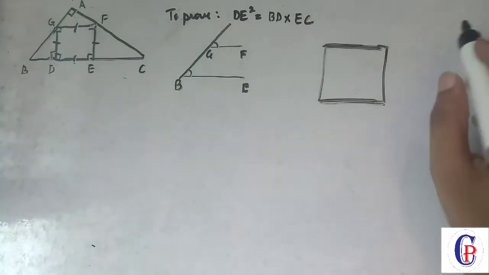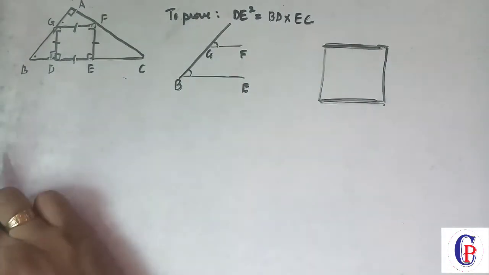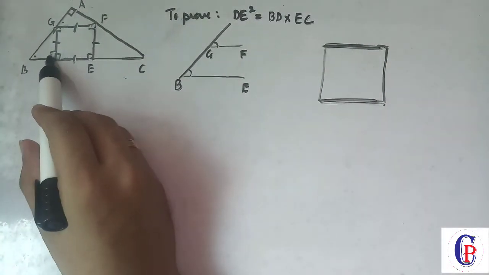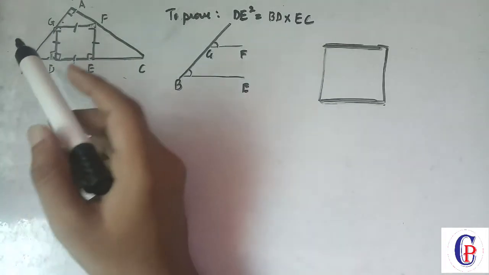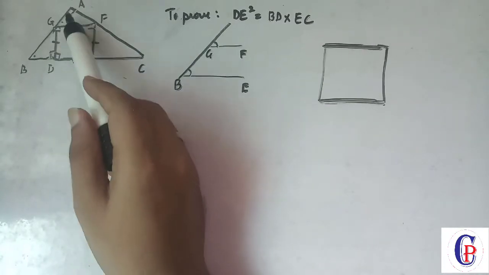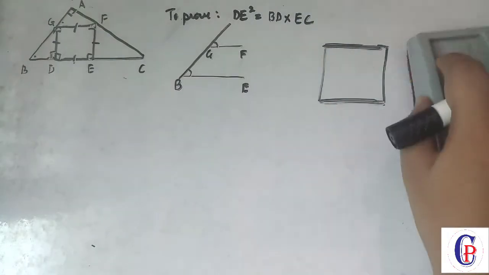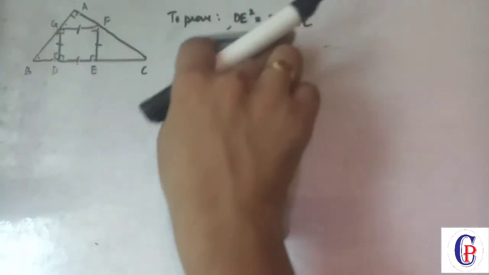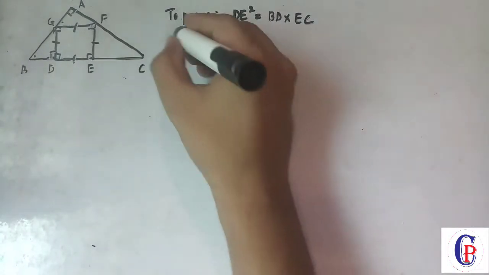So what we get here is these two angles equal. One angle is already given to us, that it is 90, and we have found one more angle which is the corresponding angle. So we can say that these two triangles are similar by the AA test of similarity. So let us prove that.